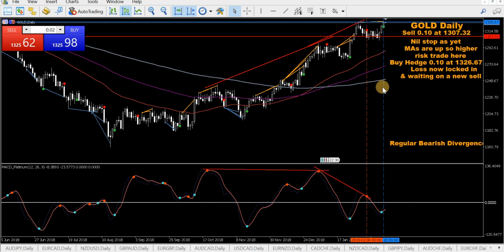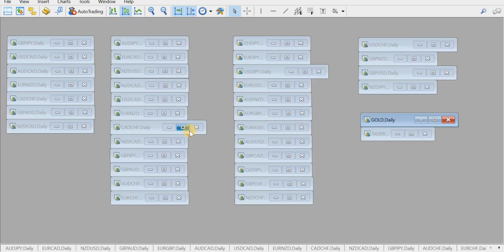In the meantime, I'm protecting my previous sell position with a hedge buy, locking in the loss. So I can't really lose much more other than overnight interest or the swap rates. That's gold daily. Let's have a look at some of these other trades I'm in.